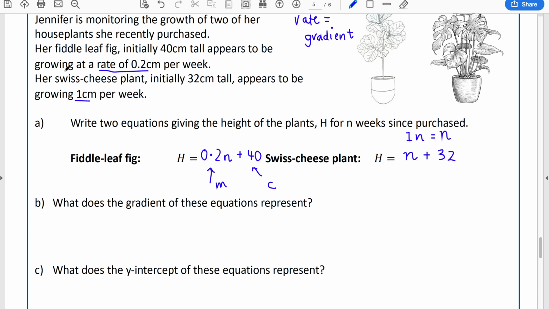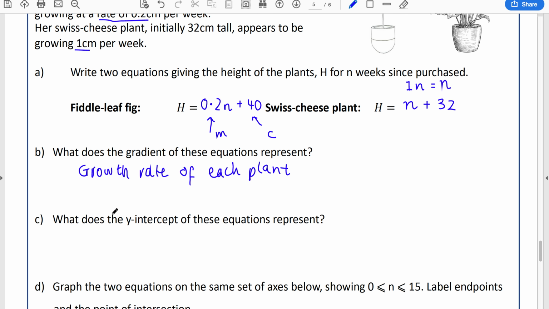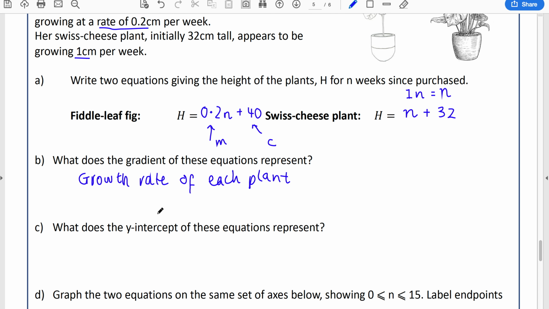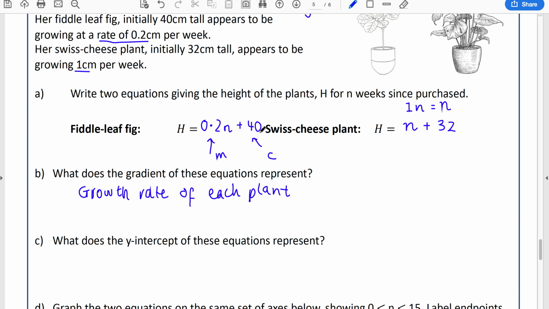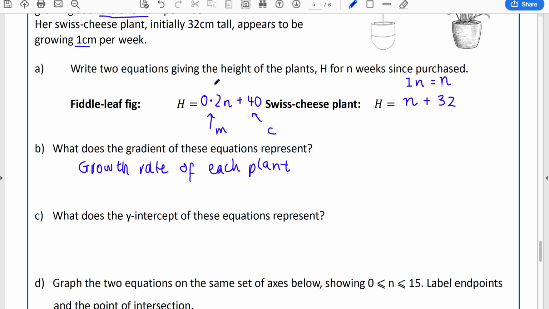So it's really, if you look up here, it's got growing at a rate of. So we could use that particular language. It's the growth rate of each plant. The y-intercept, or if you have a look at what we've added, we added 40 for the fiddle leaf fig and we added 32, and that was that initial height of the plant when it was purchased.